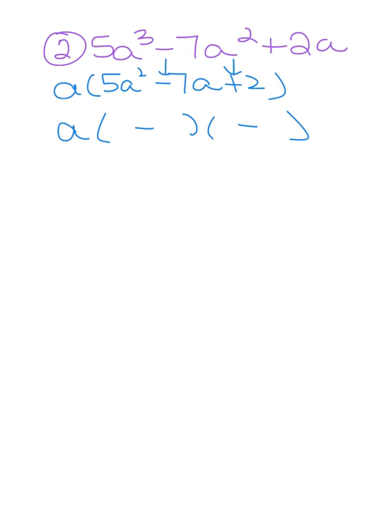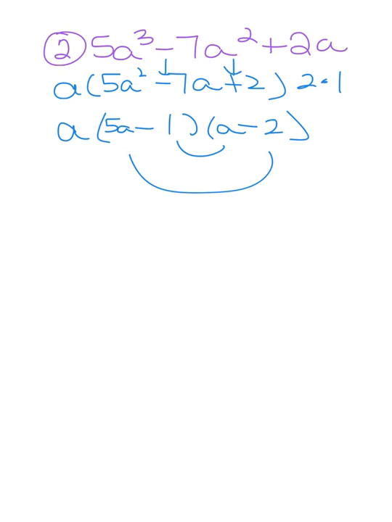Now I have factors of 5. My only option here are 5 and 1, so I'm going to put 5a here and a here. And my factors of 2 are 2 and 1. Now I'm going to use my loops to help me, but this time I'm going to show you what happens. Let's just say I'm not really sure. I have no idea where to start. So I'm just going to place my 2 here and my 1 here.